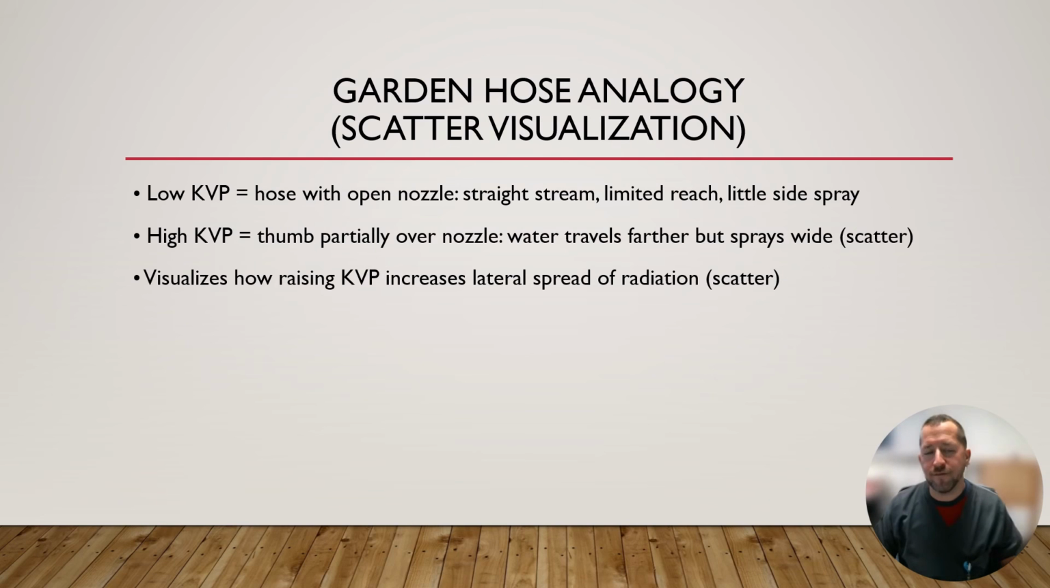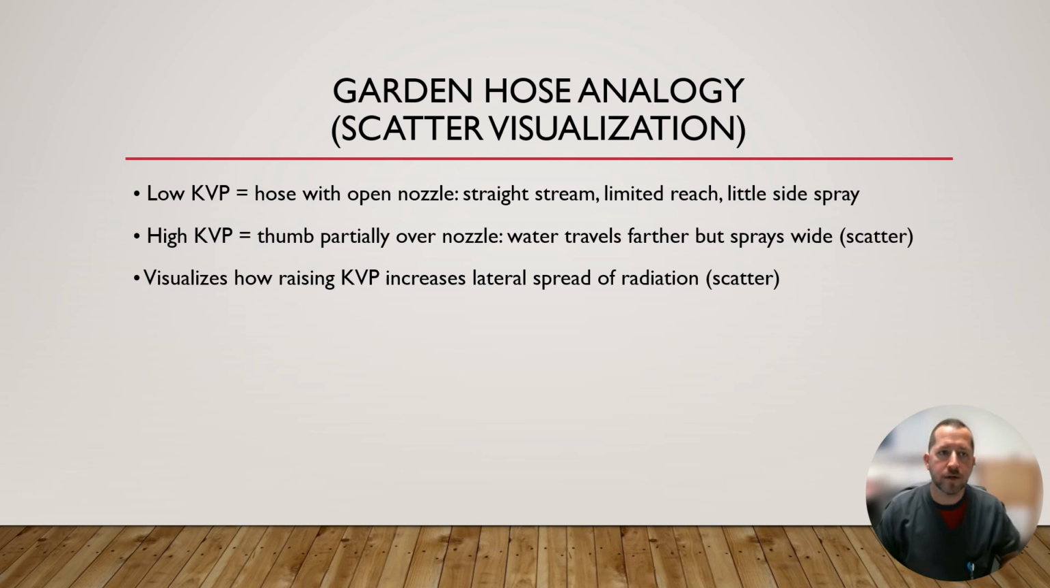So the waterfall is kind of helping us visualize our patient's body habitus. But now how do we visualize how KVP increases, and when we increase KVP, the scatter that comes along with that? And I kind of thought of a garden hose, right? So if we have low KVP, it's like having that garden hose on and open and the water's just coming out. It's more of a straight stream that doesn't travel very far and it has very little side spray.